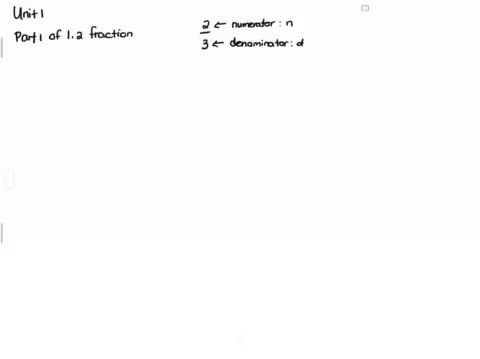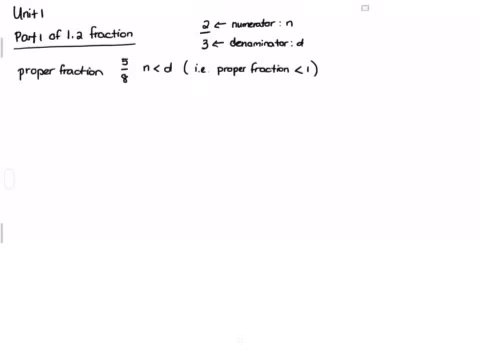Let's look at 3 ways of writing fractions. So you could get a proper fraction, and an example is 5/8. So in a proper fraction, the numerator is smaller than the denominator. And that means a proper fraction will always be smaller than 1 whole.